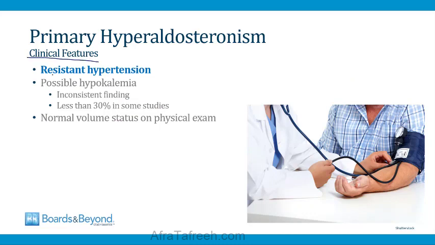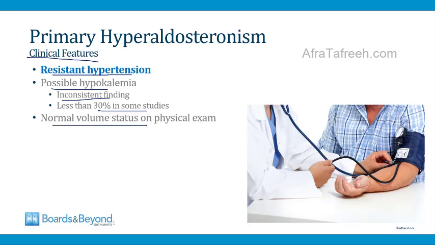These patients tend to have resistant hypertension, and that's because they're constantly reabsorbing sodium from the urine. They may have hypokalemia, although this is an inconsistent finding. Less than 30% of patients with primary hyperaldosteronism have hypokalemia in some studies. And that's because even though the aldosterone level is high, if patients are consuming lots of potassium, they may still have a normal serum potassium level, and they won't necessarily have hypokalemia. And then lastly, patients with primary hyperaldosteronism have a normal volume status on physical exam, meaning they don't have lower extremity swelling or pulmonary rales.